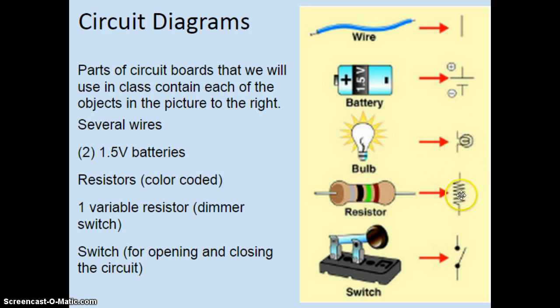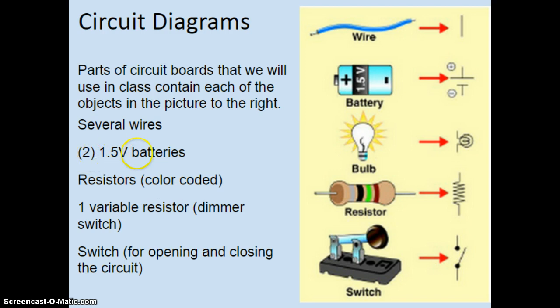Resistors just have these squiggles again. A light bulb actually is a form of a resistor. It actually uses electricity. And we have a switch. The switch is going to be able to open or close the circuit. So remember, if it's an open circuit, it's not going to light. If this were touching this metal conductor over here, electricity could flow.